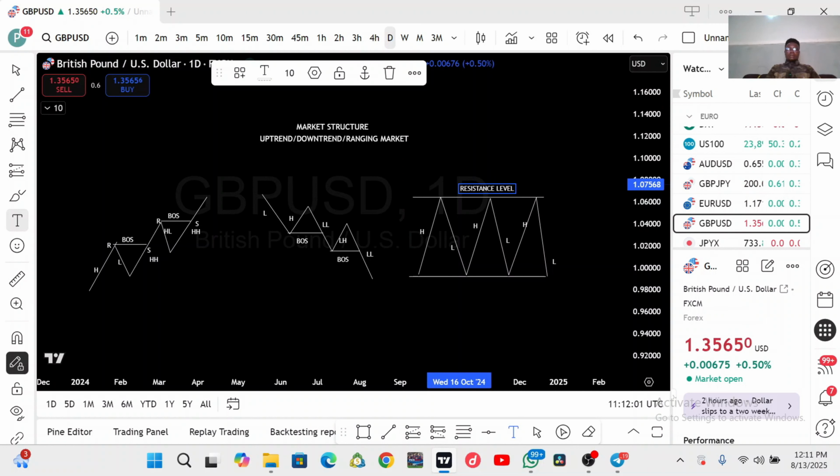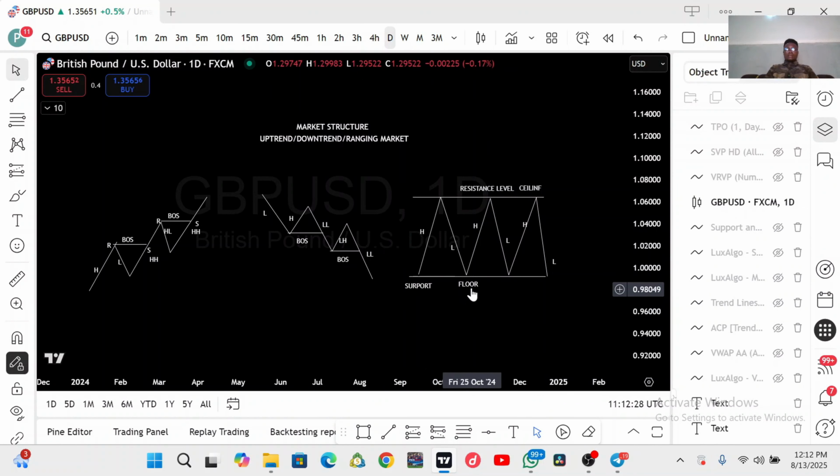Now you can look at your resistance level as the ceiling in your house, and you can look at your support level as the floor in your house. Look at this as the ceiling in your house, and look at this as what? Support. Your floor, the floor in your house. It's as simple as that.